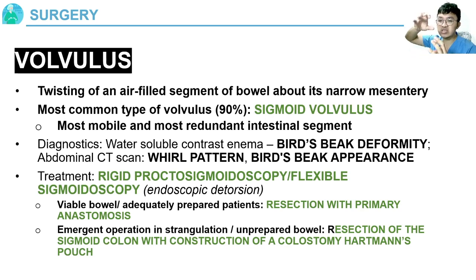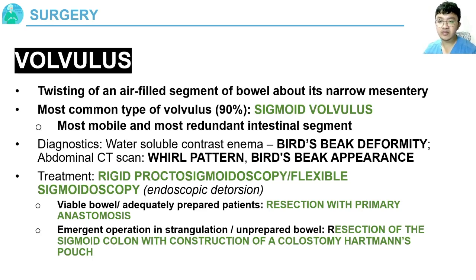So when there's twisting around its narrow mesentery, it can also cause a closed loop obstruction. The most common type of volvulus, 90% of the time, is your sigmoid volvulus. The second most common is your cecal volvulus. Again, the previous question had a typo. It's sigmoid volvulus rather than cecal.